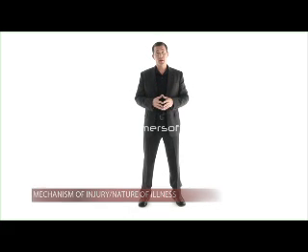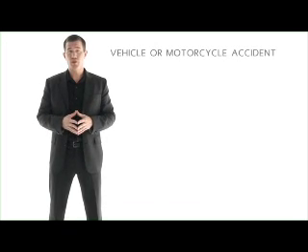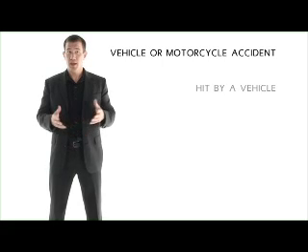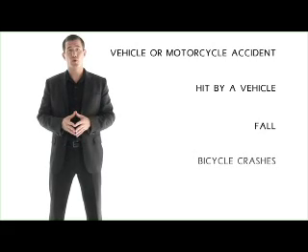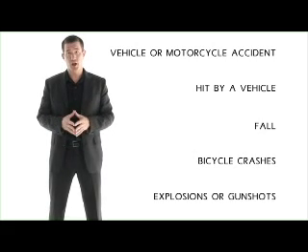After making sure the scene is safe, try to determine how the event occurred. Consider the mechanism of injury or the nature of the illness to identify potential injuries or symptoms. Suspect that a serious injury occurred in any of the following situations: a vehicle or motorcycle accident, a person is hit by a vehicle, a fall greater than standing height, bicycle crashes, and explosions or gunshots.